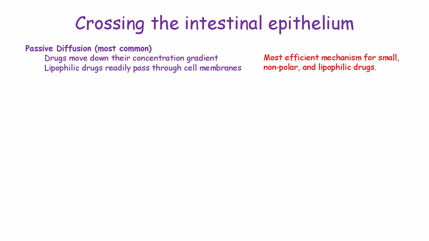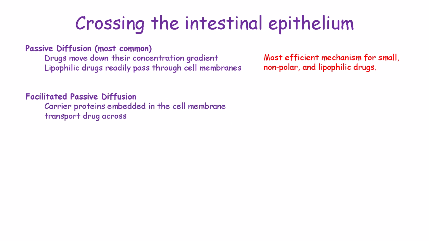Some drugs rely on facilitated diffusion to cross the epithelial membranes. This process involves specialised carrier proteins embedded in the cell membrane. It does not require energy, but depends on the presence of the appropriate transporter, meaning that only drugs that can bind to available carriers are able to use this route. An example is gabapentin using the L-amino acid transporter.